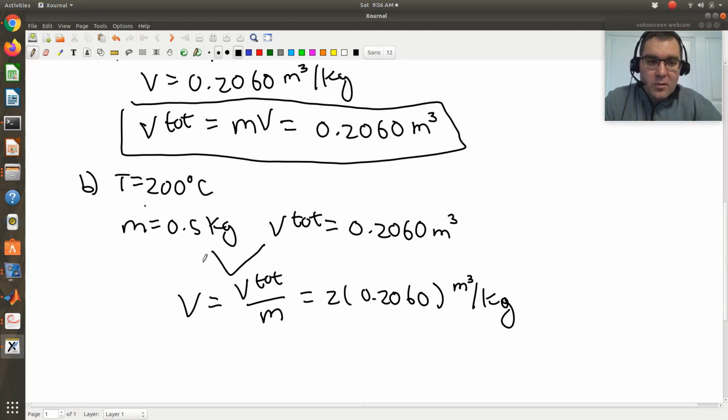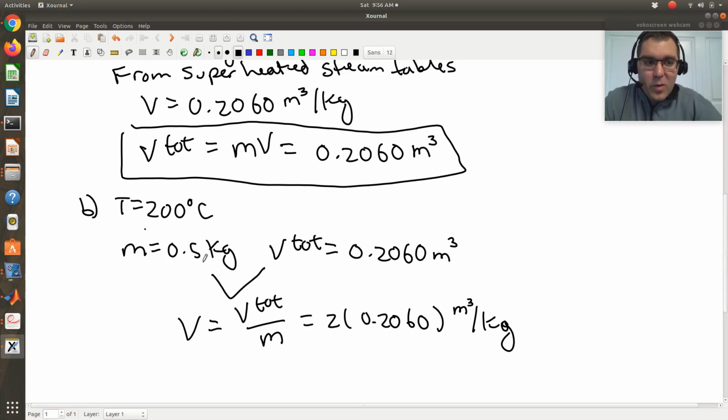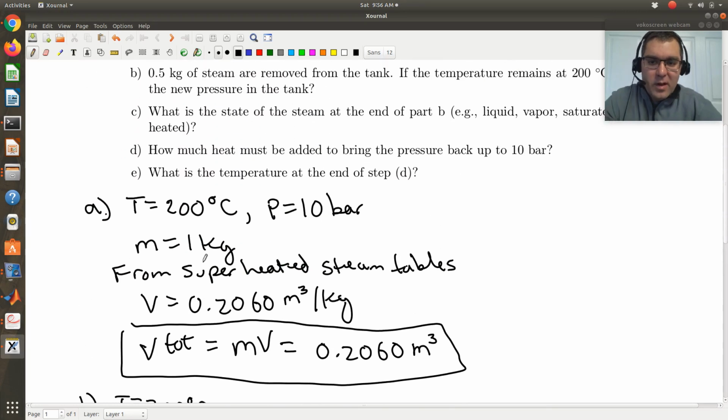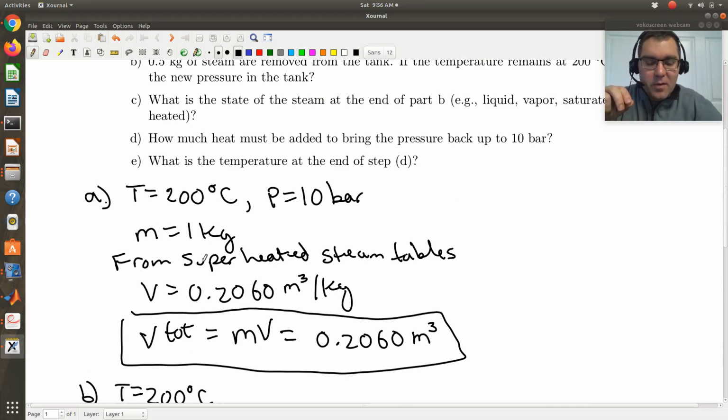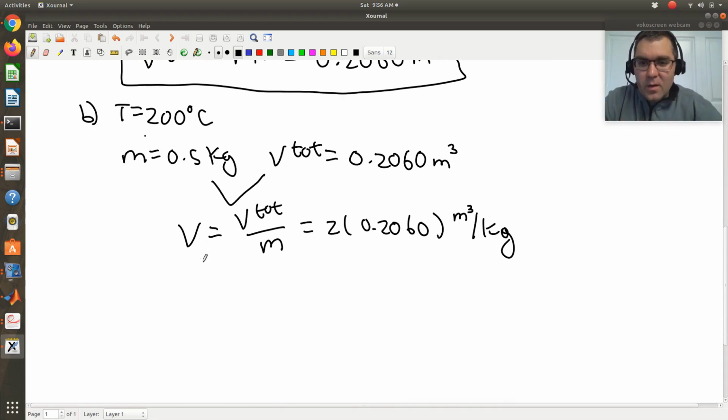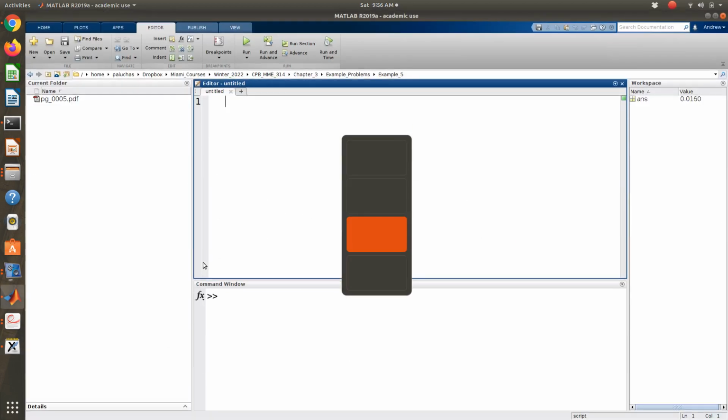And so then what we can do is go to our steam tables and figure out where we are in the steam tables. So I can answer part C at exactly the same time, what phase I have, and then we can figure out the pressure. Okay, so let's do it.